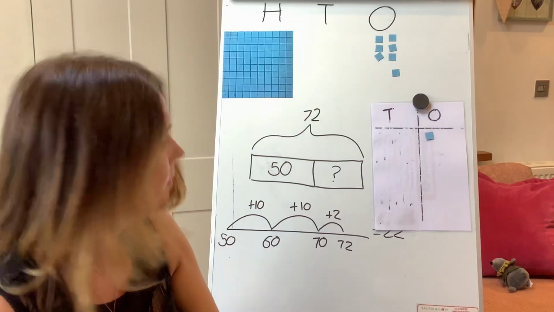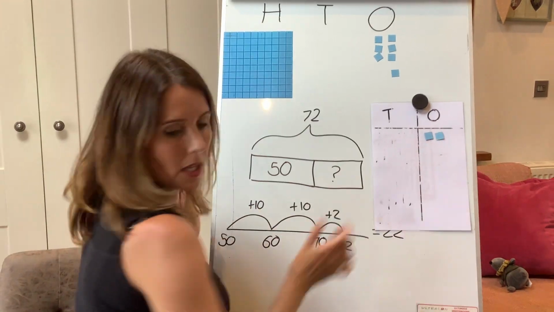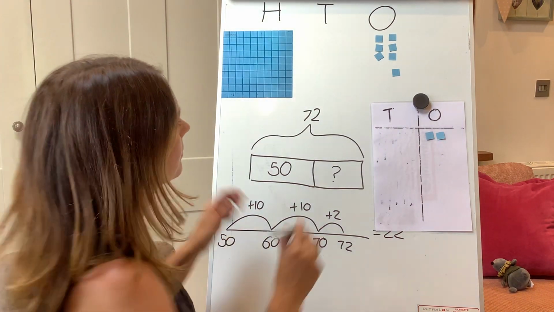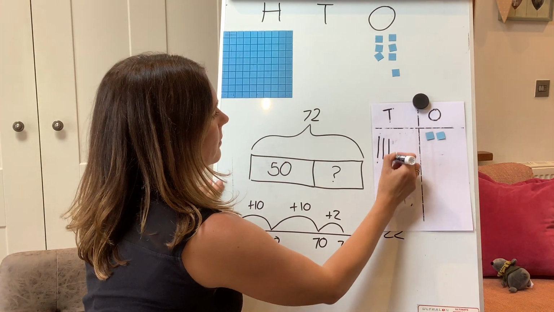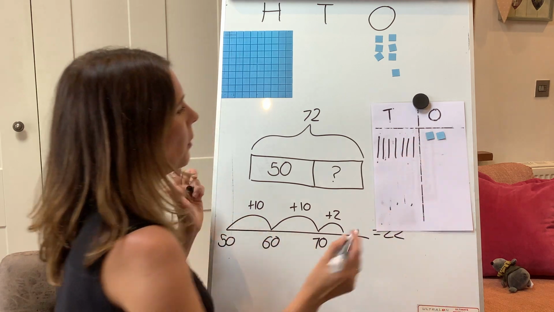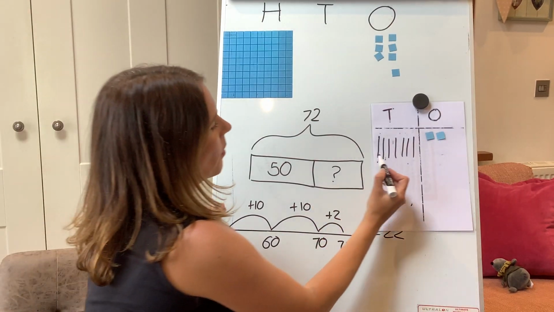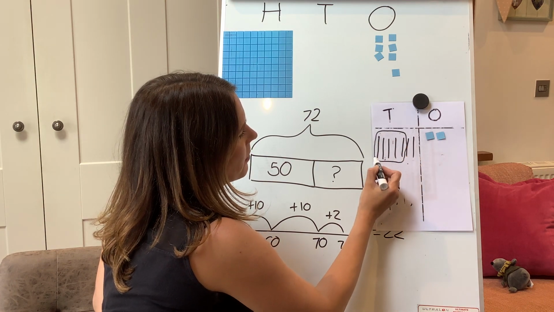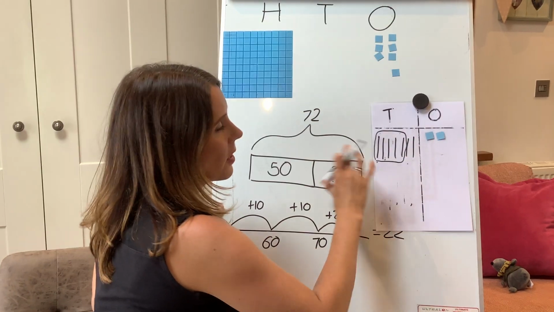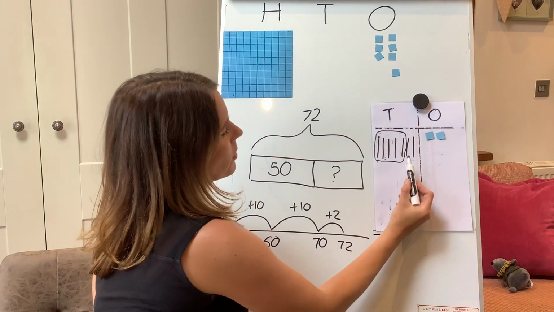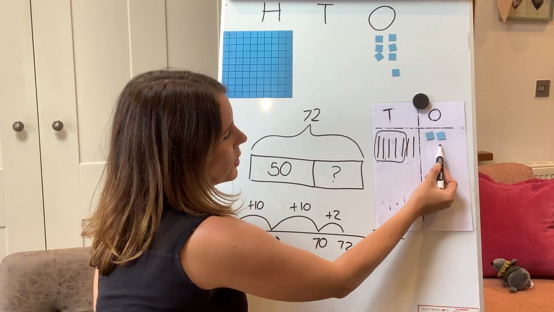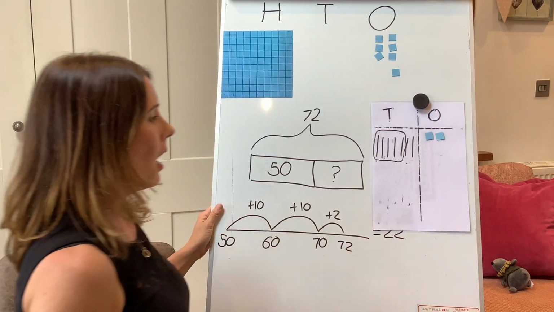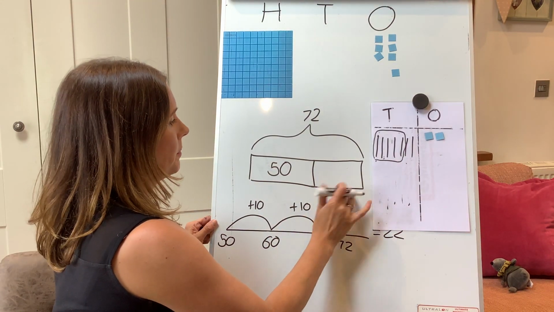Okay, so we've got 72 people at the cinema. We know that 50, so I'm going to draw a box around 50 of them. 50 of those are adults. The rest are going to be children. So we've got 2 tens and 2 ones, so 22 are going to be children.